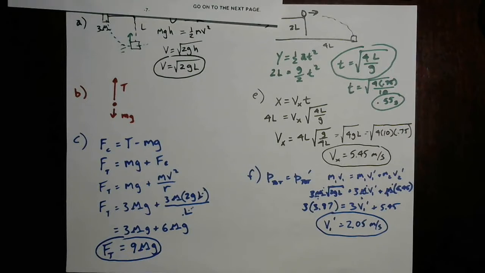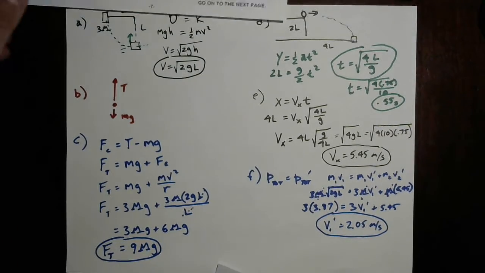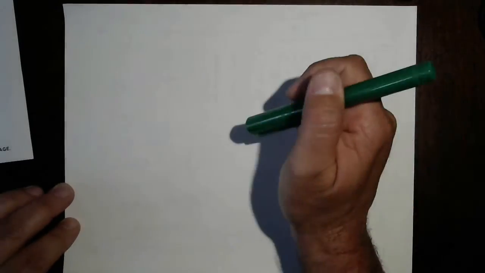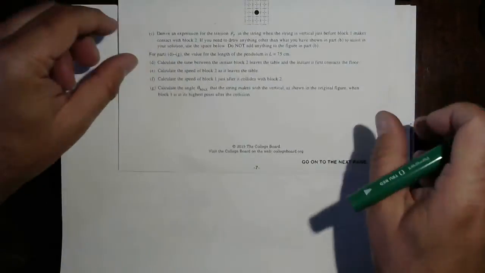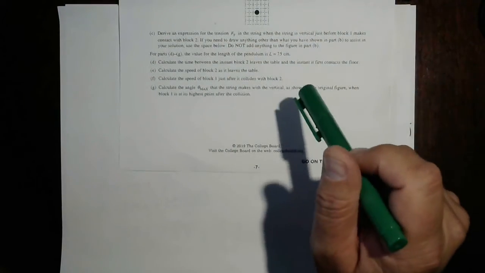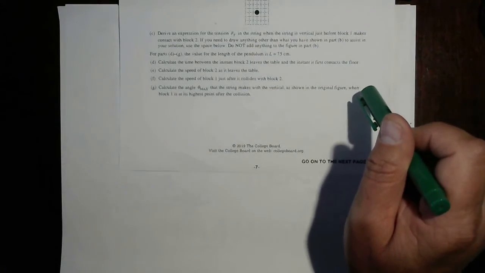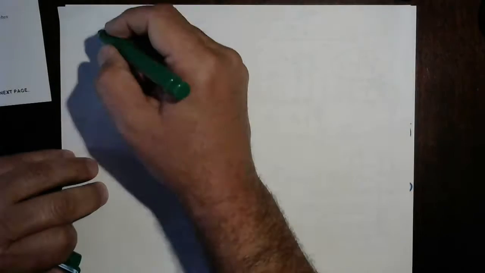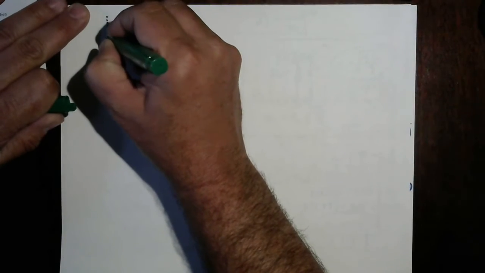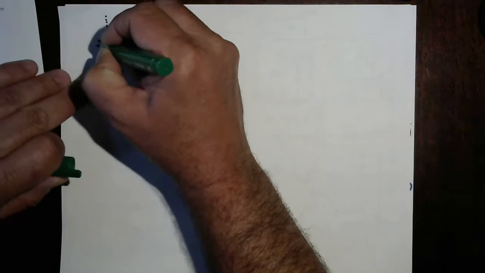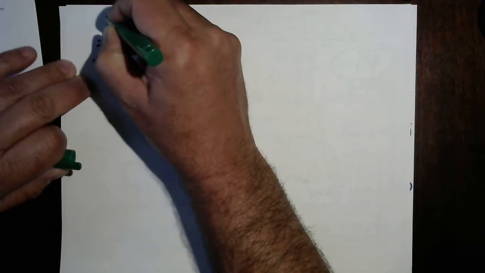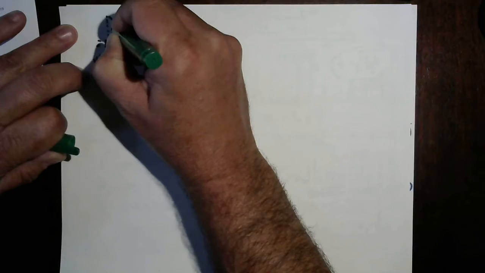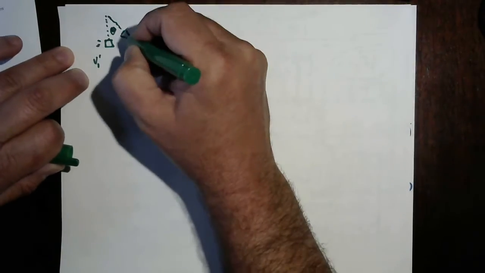So I'm going to get a new piece of paper here. The last question says, calculate the angle theta max. Oh, I guess we knew that was coming. Calculate the angle theta max that the string makes with the vertical, as shown in the original figure, when block 1 is at its highest position. Okay, so now that we know that after the collision, block 1 has this speed of v1 prime, it is then going to swing up to some angle theta and stop.